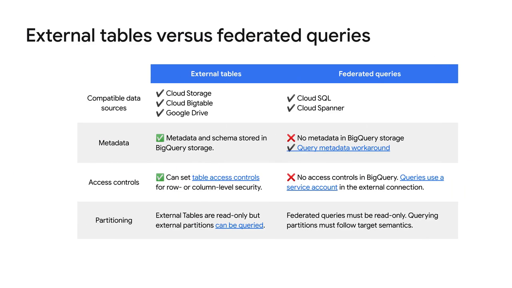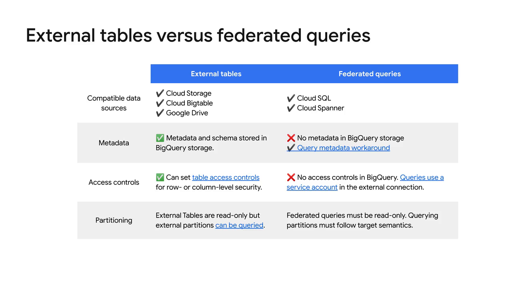Here's a table that compares external tables versus federated queries. Firstly, the choice will definitely depend on the supported data source. So if you're trying to query data in Cloud Spanner, then federated queries will be the setup you use. Available data sources for external tables include Cloud Bigtable, Cloud Storage, and Google Drive, while available data sources for federated queries include Cloud Spanner and Cloud SQL.